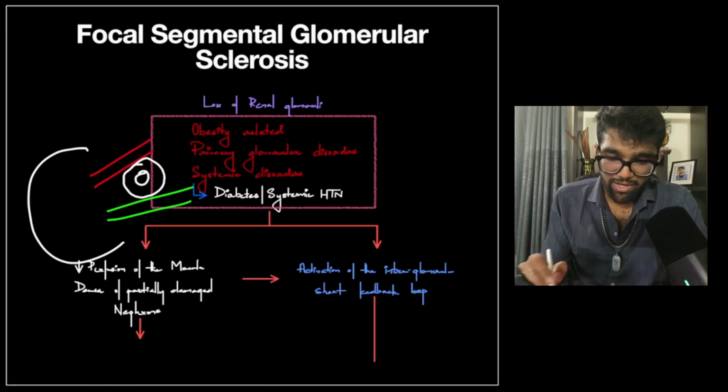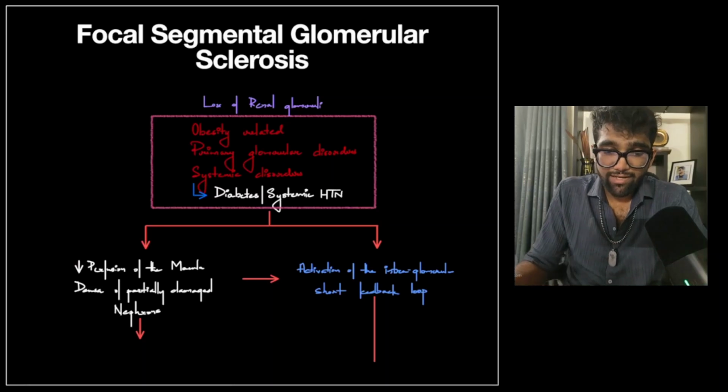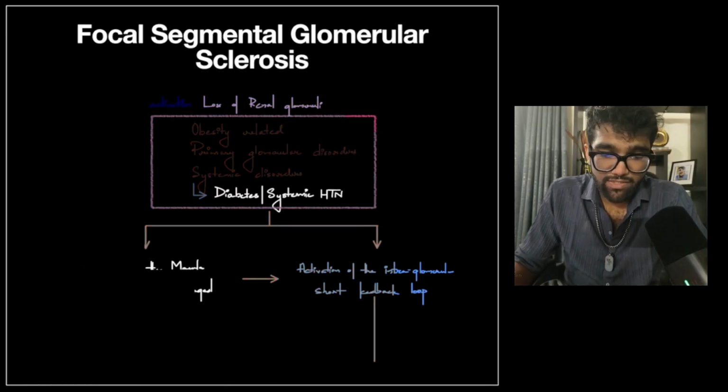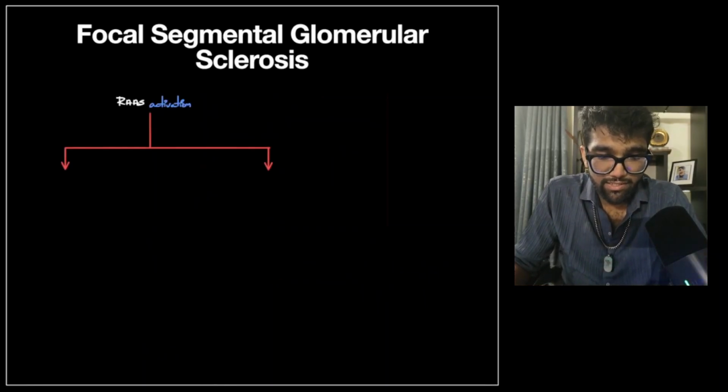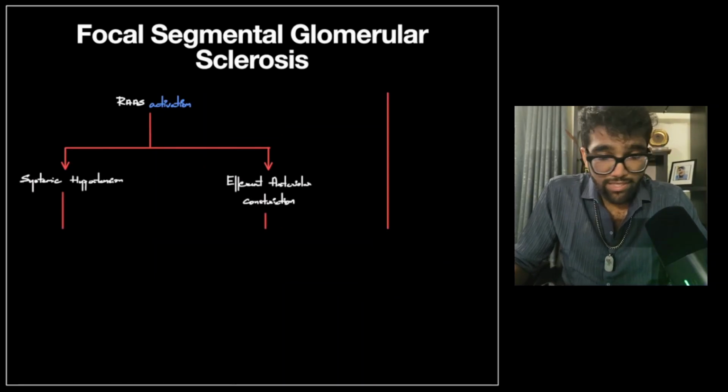The long feedback loop is what gets activated due to decreased perfusion, that is due to production of your renin, and that release of renin results in RAS activation. RAS activation then in turn increases the systemic blood pressure. Now, along with the systemic blood pressure, it also causes efferent arteriolar constriction.